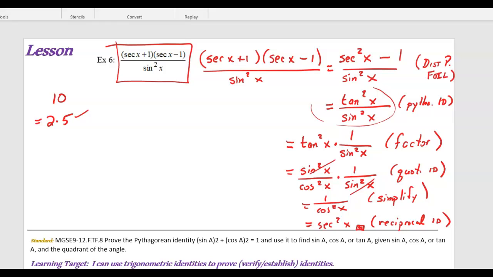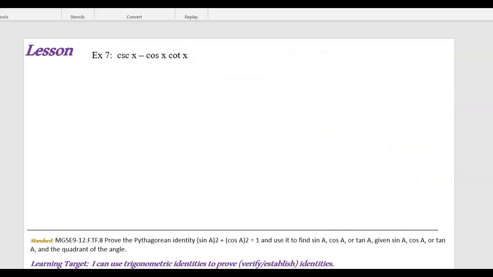All right, guys. Hopefully you're starting to see the pattern. We'll knock a couple more out. On to the next. So rewrite it: cosecant of x minus cosine of x times cotangent of x. Now, in this problem, I don't see anything I can factor out, and there's not already a fraction. So I'm going to rewrite everything in terms of sine and cosine. Hopefully that'll clean up nicely.